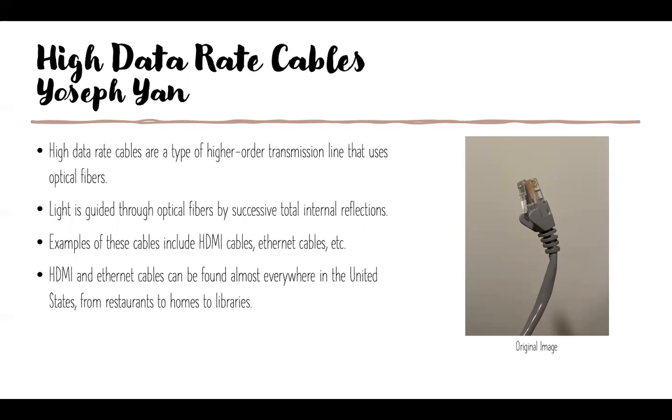Examples of these cables include HDMI and Ethernet cables. HDMI and Ethernet cables can be found almost everywhere in the United States. The image on the right is a picture of an Ethernet cable.